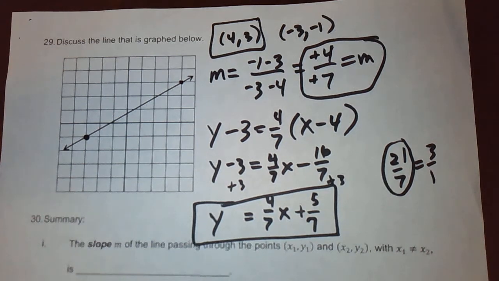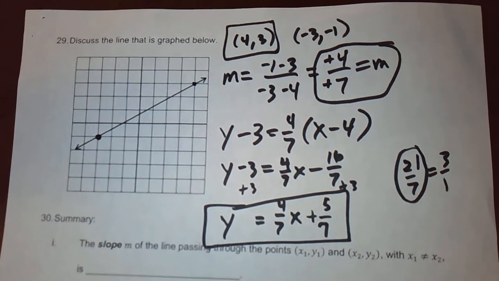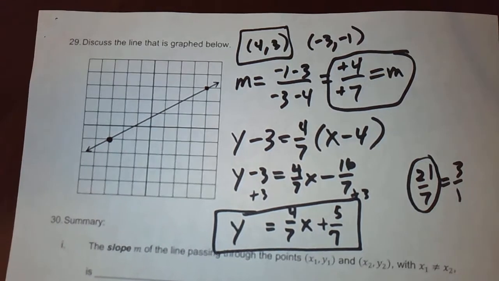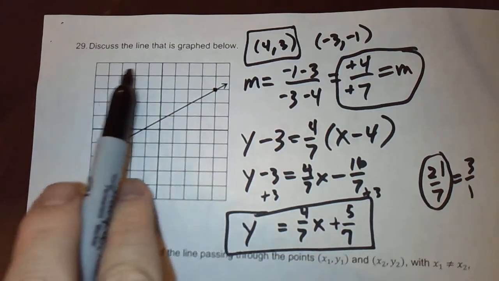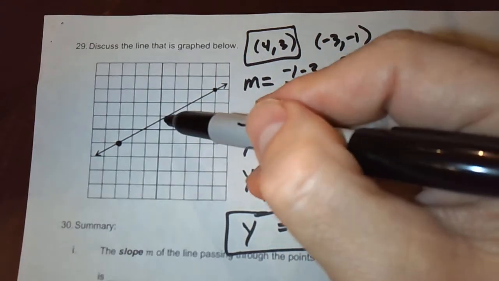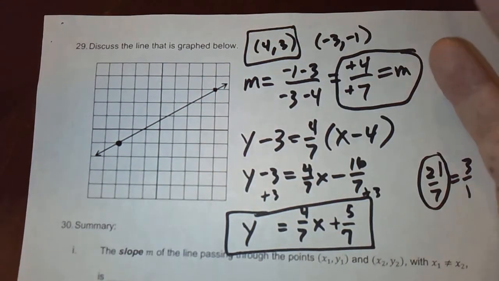Okay, I already worked out our last example. We'll talk through it and then we'll do a summary of what we've talked about in this section. Basically, I want to discuss this line that's graphed below. But the line, well, the y-intercept and the x-intercept are difficult to find.